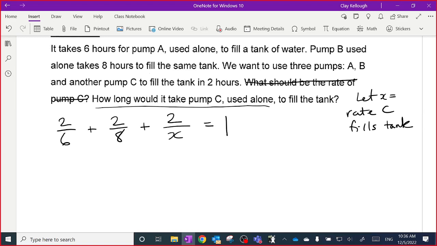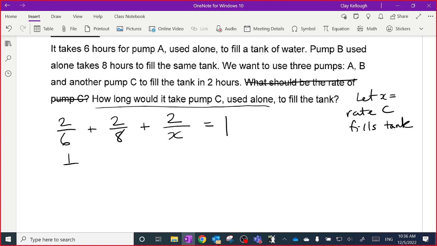Because I know the time this time. Notice in the last example, I had to use the variable on top because I honestly didn't know what time it was going to take for them all working together. This time I do know that it's 2, right? So all of these are actually time over rate at which they work. But isn't that the total time it should take though? But it's the same time for all of them, right? 2 hours and the job is done for all of them. That's why we were able to use the same t for the numerator and the other ones. But in this one, the variable's down here.